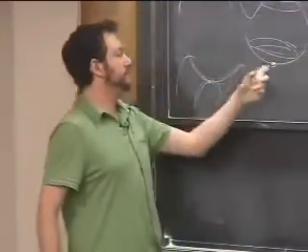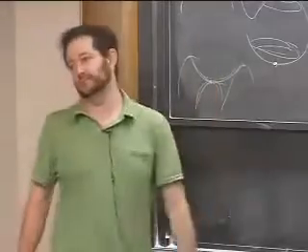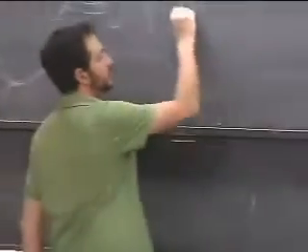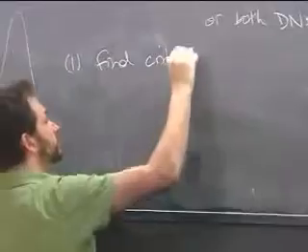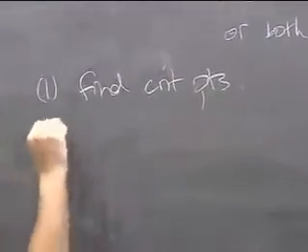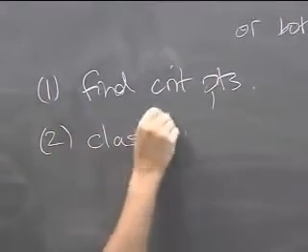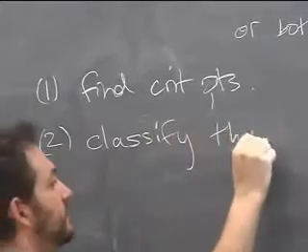Okay, so we're trying to classify these points. It turns out you only get a maximum or a minimum or a saddle point at a critical point. That's the idea. So if you want to find the max and mins, you find the critical points, and then you classify them. Same as in one variable. So our program is going to be step 1, find critical points, and 2, classify them. Same as it was in one variable.